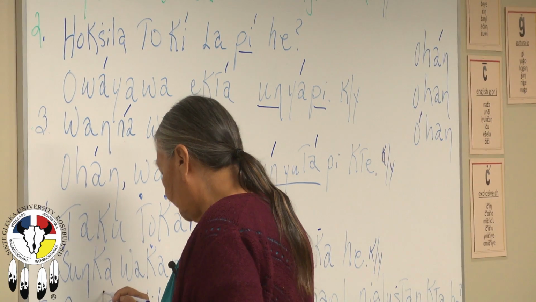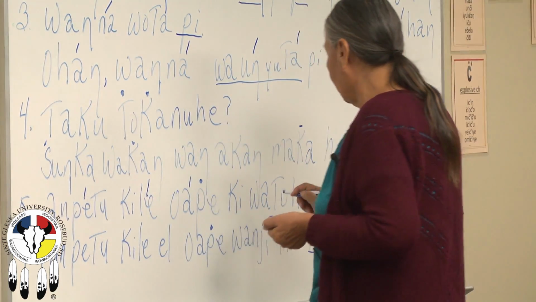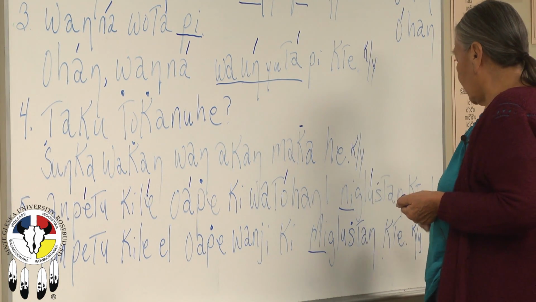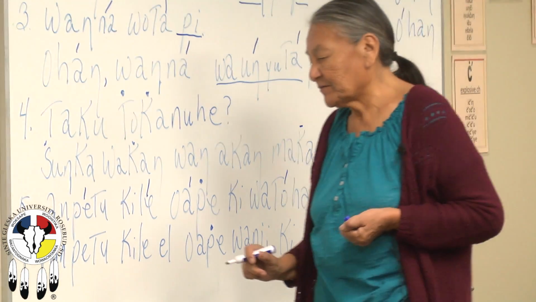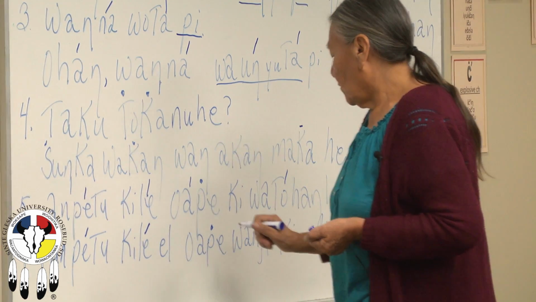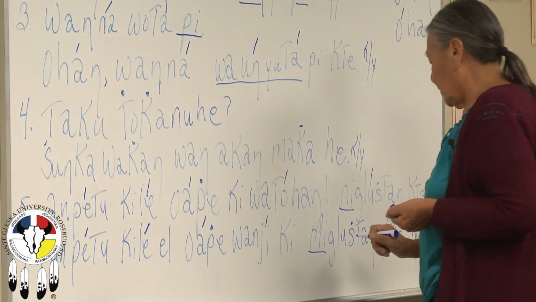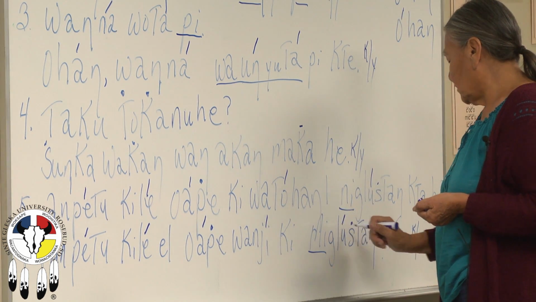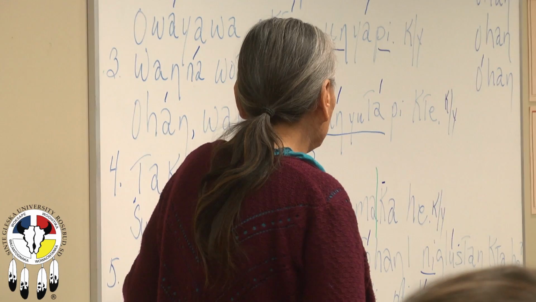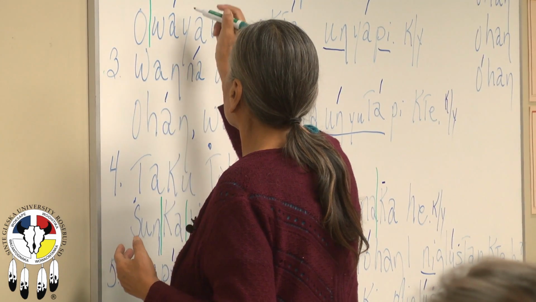Ampetu. Kile. O apre. Ki. Watohan. Nigelushtanktahe. See where the stress marker up? Ampetu kile el o apre wanji ki miglushtankte. See how those stress marks work? If you break up your words into syllables, it's really easy to start learning how to say the words.